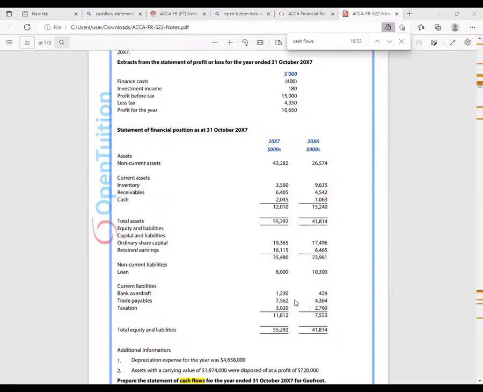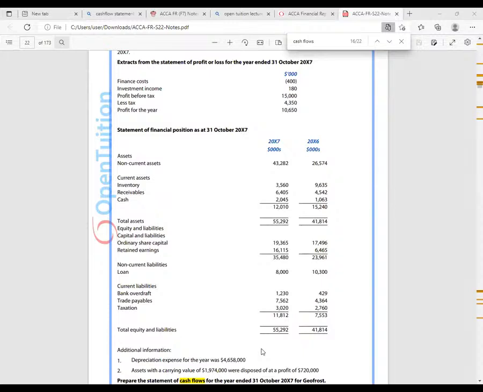Of course, I can see my payables increasing. And the increase I'm being given here is 31.98.